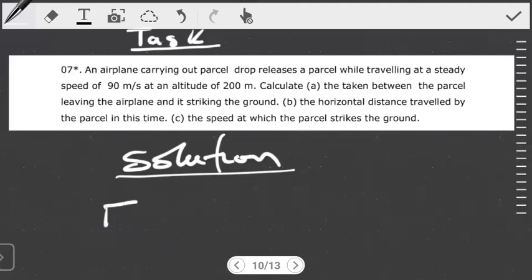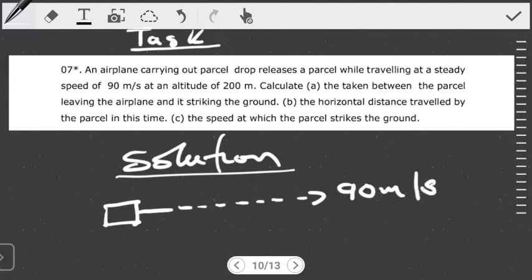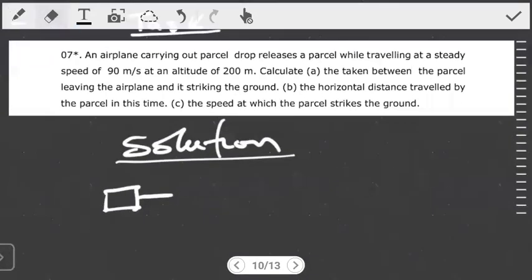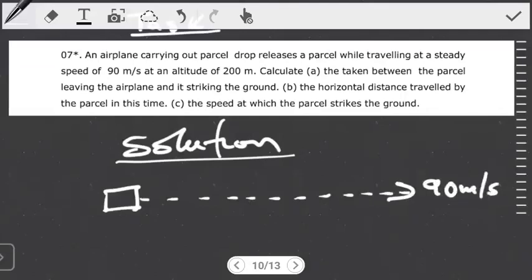But basically what is happening here is that we have a plane, according to the question. This plane has a horizontal speed or a horizontal velocity. So this velocity is in this direction, and we're being told that this velocity is of magnitude 90 meters per second. Let me try to make my line more horizontal. Okay, so this plane is moving with a horizontal speed, and that speed is given as 90 meters per second. Now, this plane drops a parcel.